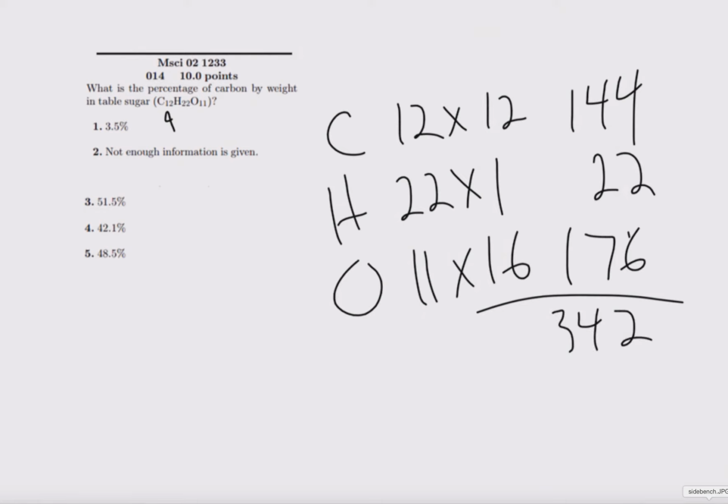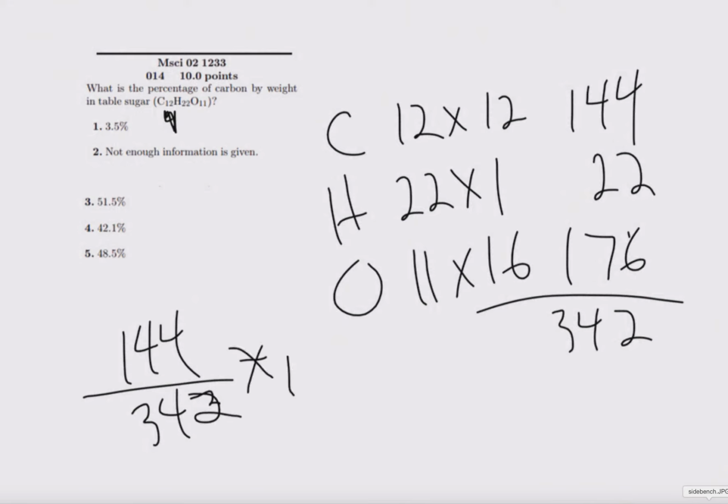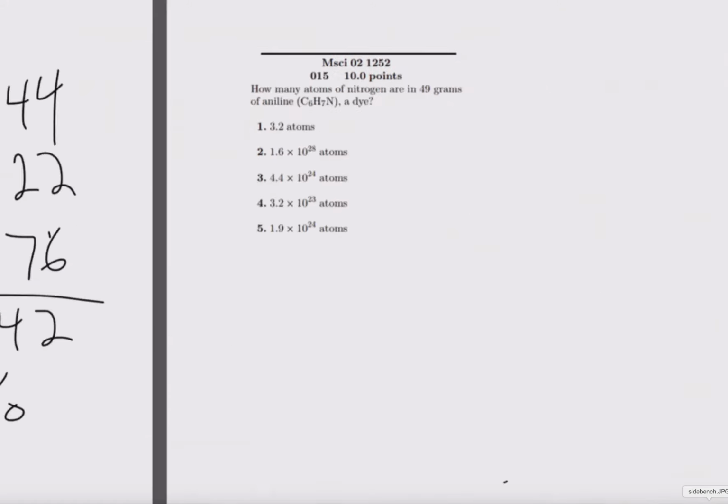So that's the total. We want to know what percentage of that is the carbon. Well, the carbon is 144. The total is 342. And then we're going to multiply that by 100 to make it into a percentage. So 144 divided by 342 is 42.1%, which is this answer here.